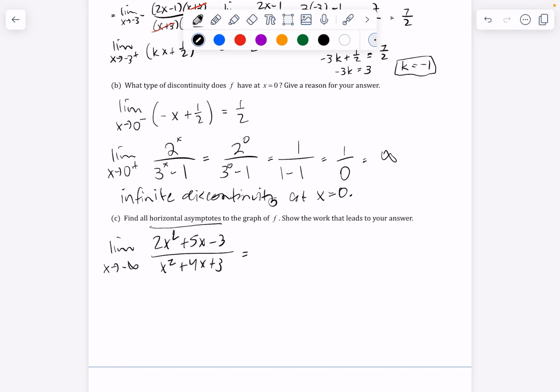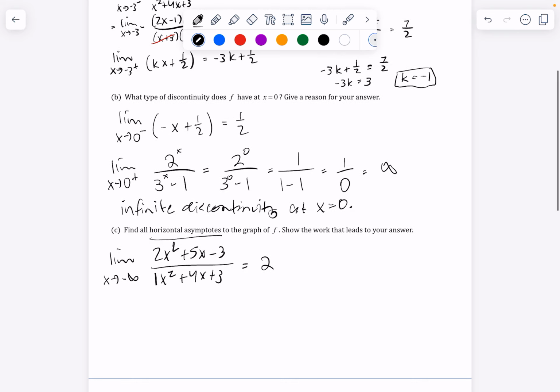And so 2 divided by 1 is going to give me a limit of 2, which means that y equals 2 is a horizontal asymptote. That's one of the horizontal asymptotes.